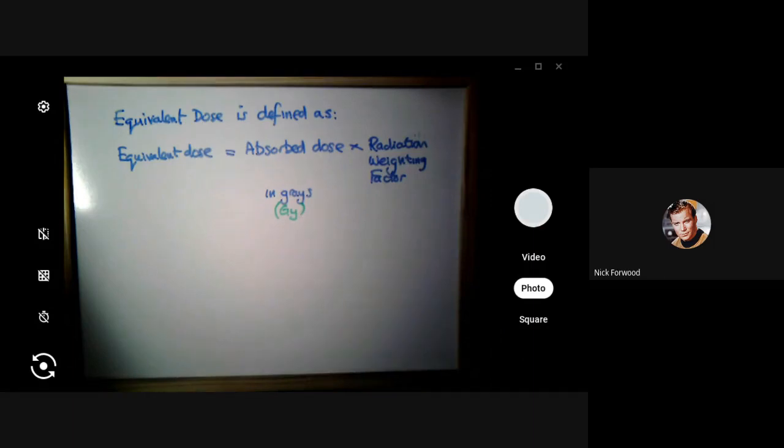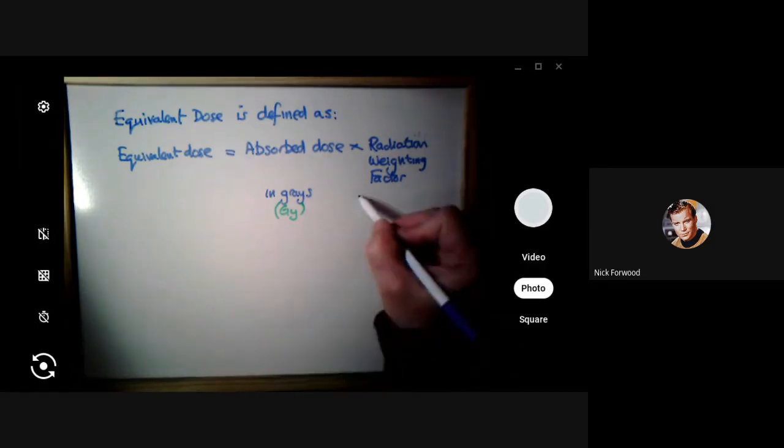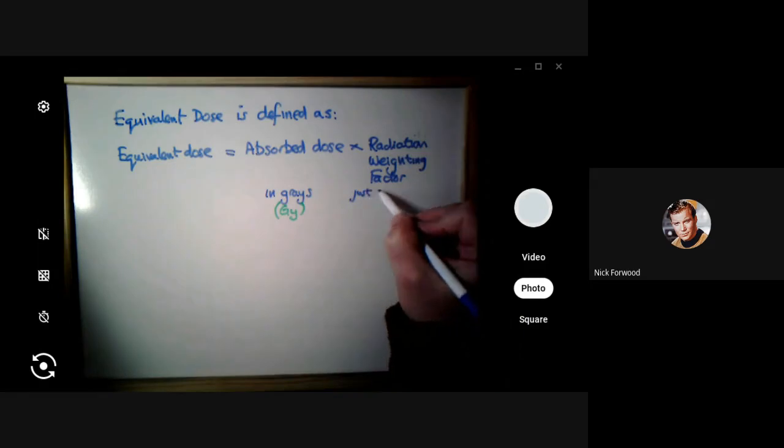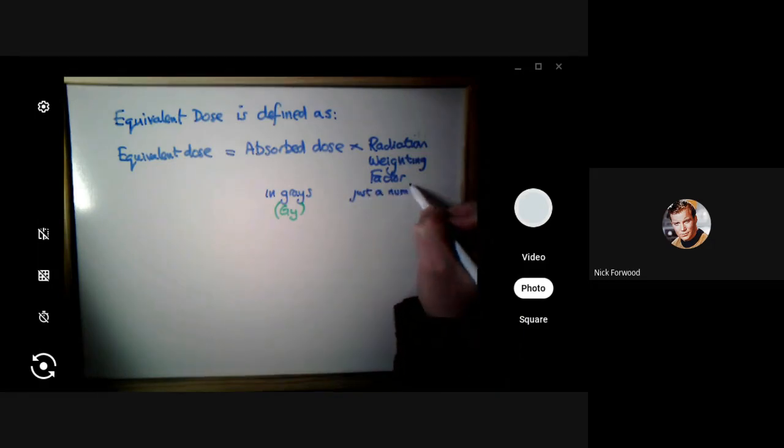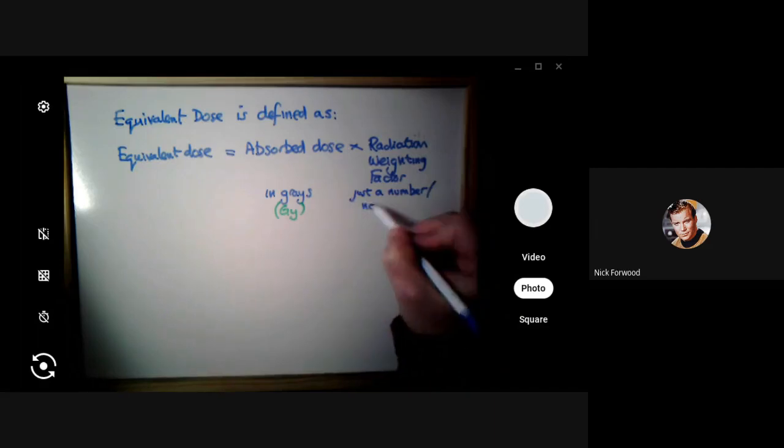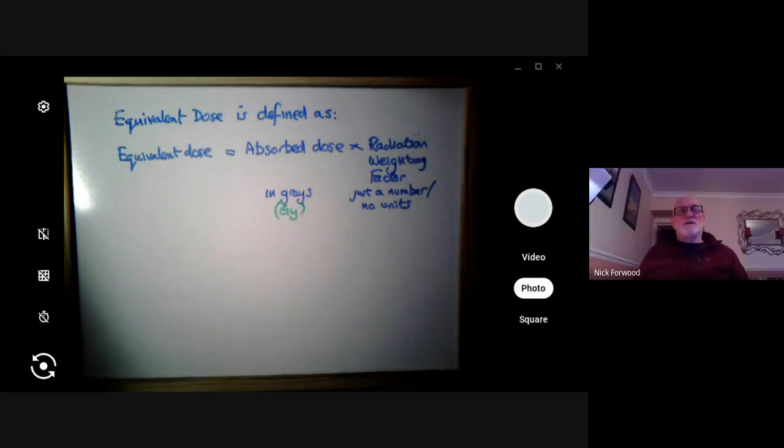Now, radiation weighting factor doesn't have a unit. It's just a pure number. And where do you get that number from? Well, you look it up in that table where alpha's 20, beta's 1, gamma's 1, X-rays 1, and fast neutrons 10, slow neutrons 3. So it's just a number.